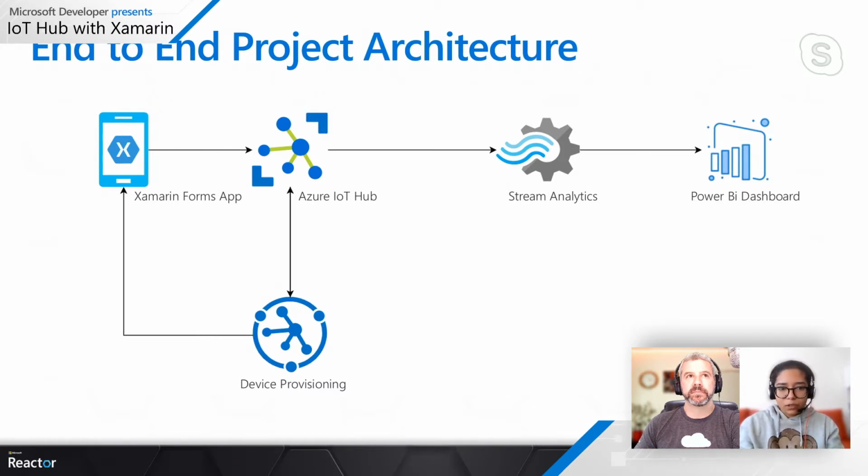Once we have that bit working, we'll learn how to send all of the messages from the Xamarin app to Azure IoT. We're going to be using Stream Analytics and a Power BI dashboard to create a live dashboard. That basically means as and when data flows through to Azure IoT Hub, we will have it populate our map on the Power BI dashboard.